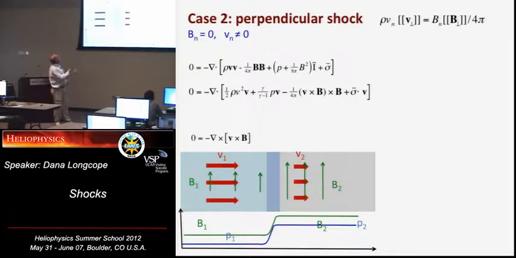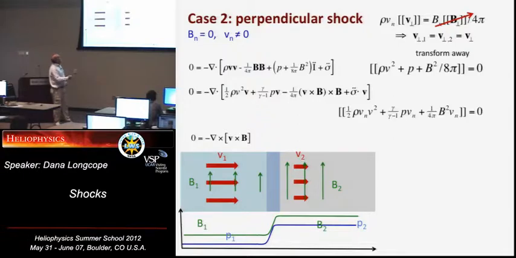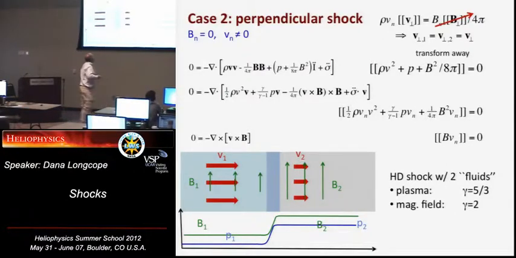Finally, case 2: B normal is equal to 0, but V normal is not. It turns out you can sort of transform away the tangential velocity, and what you get are equations that look almost identical to the ones we solved in hydrodynamics, except what you really have is two kinds of pressure. You have plasma pressure and you have magnetic pressure. The plasma behaves like a gas with gamma of 5/3. The magnetic field behaves like a gas with gamma of 2. It's just like you had two different gases and you shocked them. So not very interesting. It's just a subset of larger kinds of shocks we'll look at.